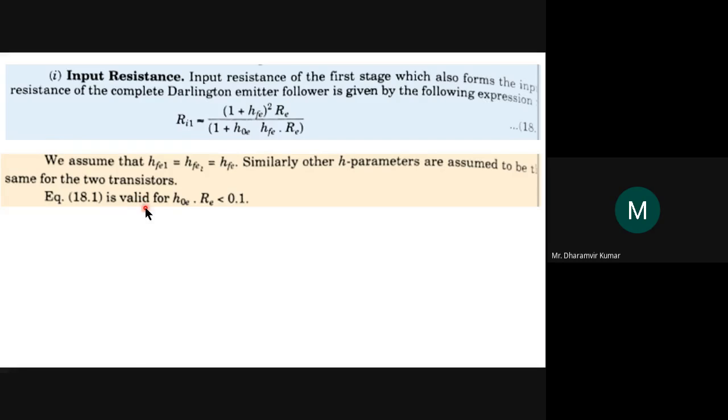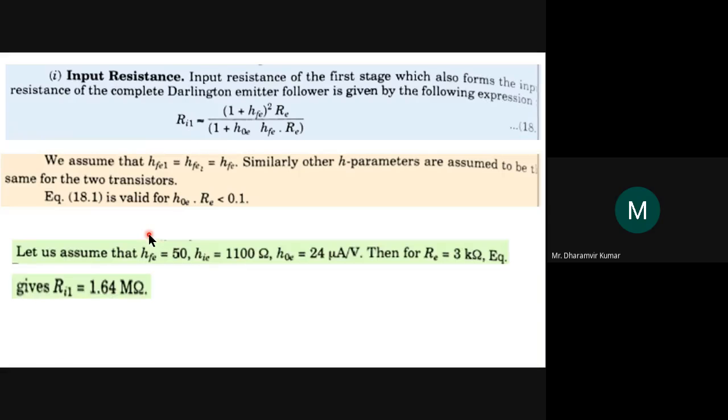And this equation is particularly valid for the condition HOE·Re smaller than 0.1. This will become clear when you go through the complete derivation. So basically you have to remember this equation for the input resistance of this Darlington pair, and some simple questions may come based on this formula. The values will be given, and you have to use this equation to solve for the input impedance or input resistance.